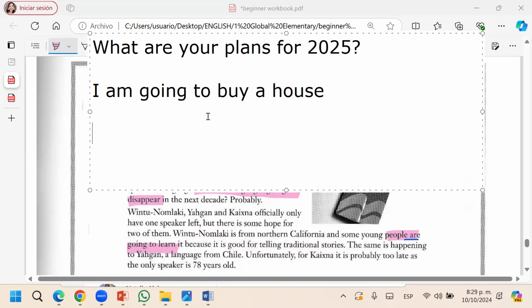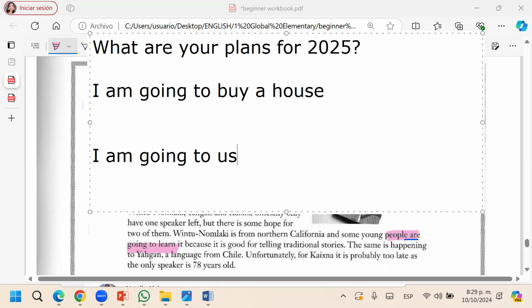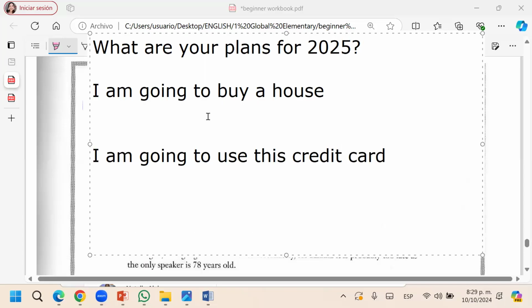Teacher, una pregunta. I'm going to se puede usar también, por ejemplo, si yo quiero decir, voy a usar esta tarjeta, pero en este momento, algo que esté sucediendo? Yes, of course. I'm going to use this credit card. I'm going to use it. Porque ya la voy a usar, en un minutico ya la voy a usar. En este instante ya la voy a utilizar. I'm going to use this credit card. Okay. I can say it.